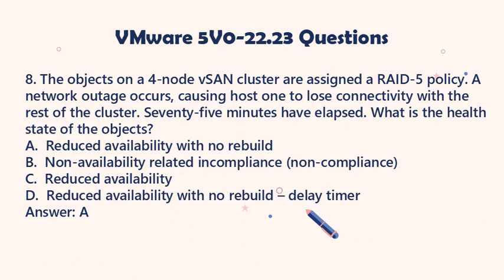8. The objects on a 4-node vSAN cluster are assigned a RAID 5 policy. A network outage occurs, causing host 1 to lose connectivity with the rest of the cluster. 75 minutes have elapsed. What is the health state of the objects? A. Reduced availability with no rebuild. B. Non-availability related incompliance, non-compliance. C. Reduced availability. D. Reduced availability with no rebuild, delay timer. Answer: A.